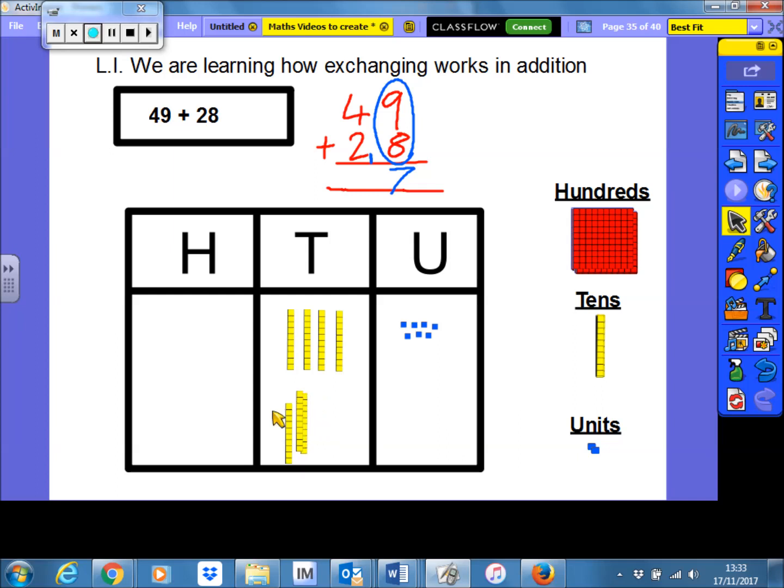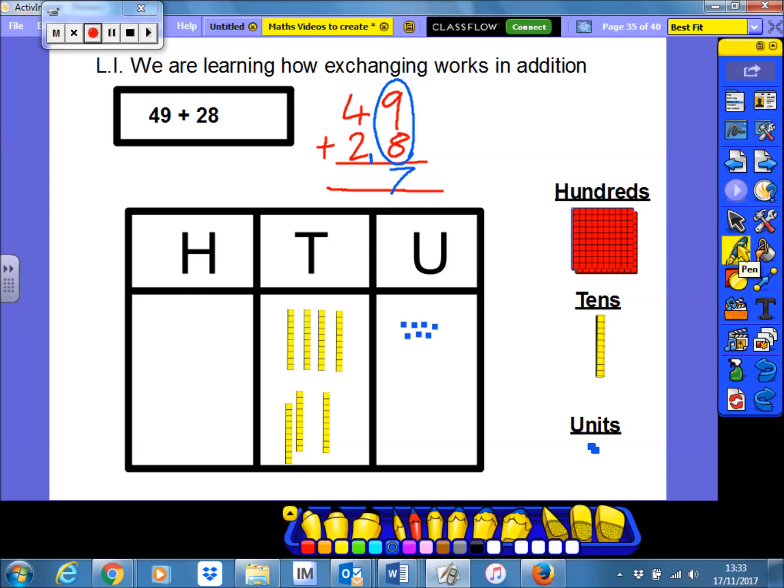And in total I've actually added on 3 now. I had the 1 that I exchanged and the other 2 that came from this 20. So in total I have 4 plus 2 plus 1, which adds up to 7. So the answer to this calculation here is 77. And it did involve some exchanging because this 9 and 8 added up to more than 9 units. And so we had to exchange it for a 10. Let's look at another example.